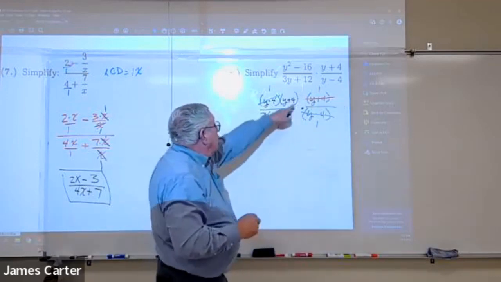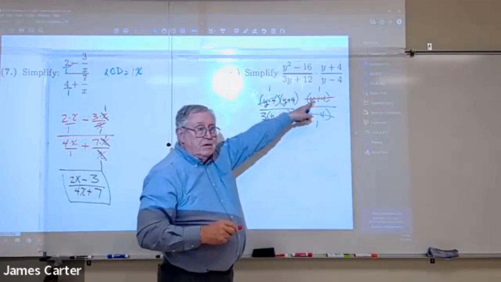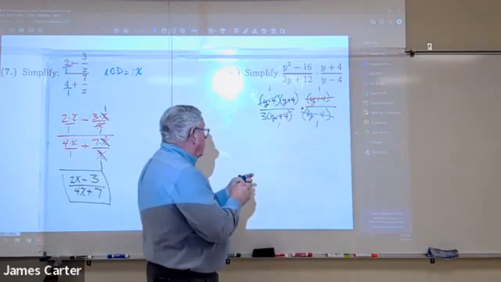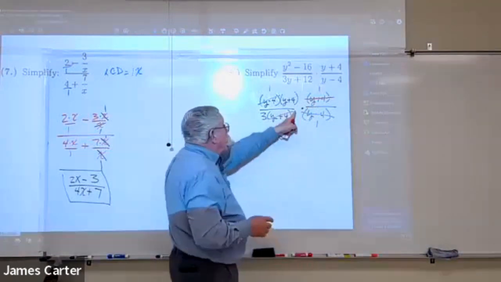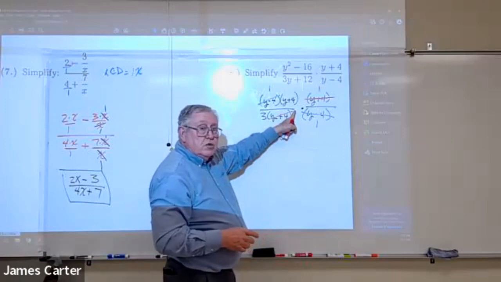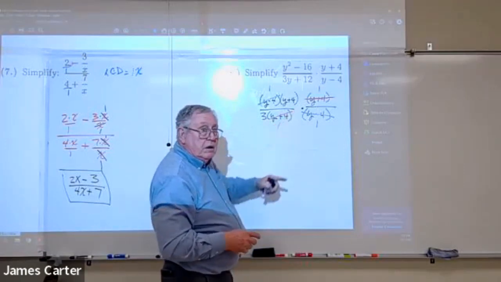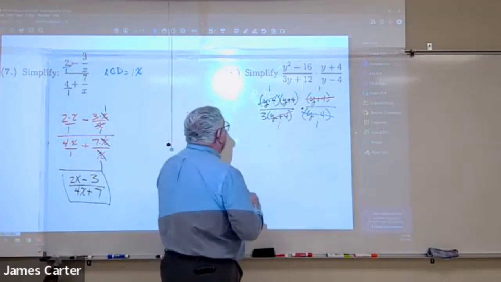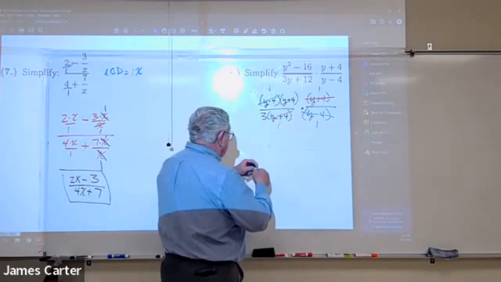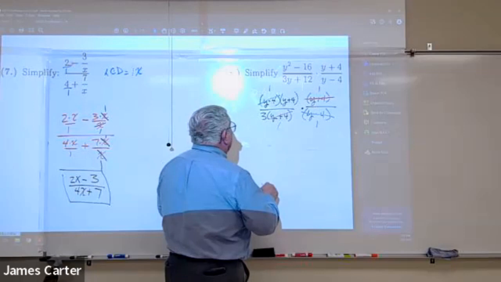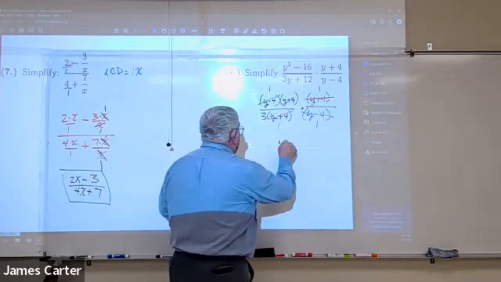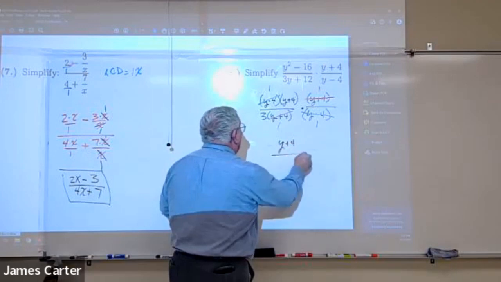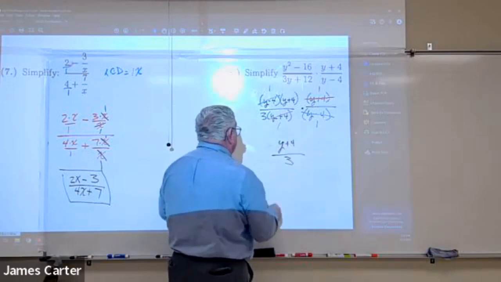I used up all of this one, killing off that one. Okay. Now, if this had been a square out here, then the answer would have been yes. If this had been a square right here. Yeah. Okay, well, I've got everything that'll cancel. So what have I got left? I got y plus 4 in the numerator over 3 in the denominator.